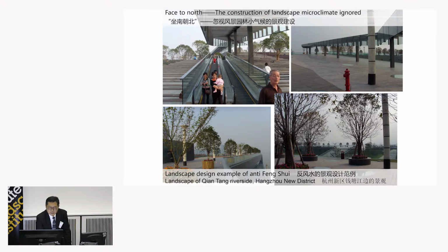So combining with the traditional location of the buildings, you can see how different the new buildings are. Because I have lived here for more than 10 years now, I really suffered from the wrong location and orientation. So this is one of the features for the wind, how important wind is. So facing to the north, the construction of landscape microclimate ignored something here.